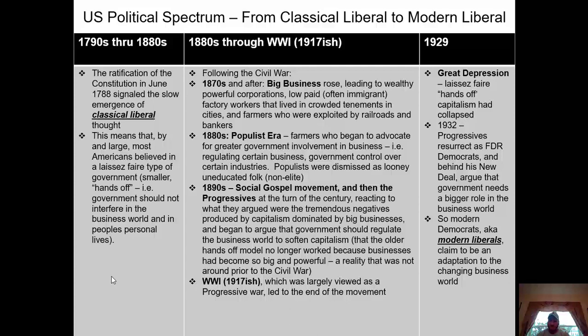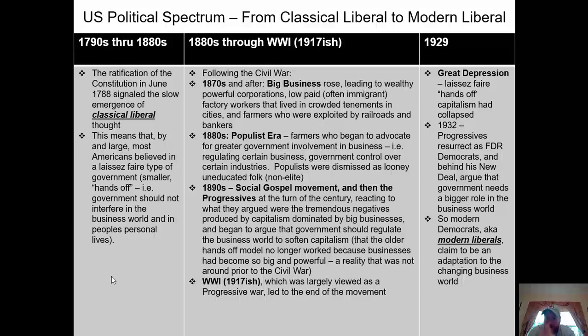Now, if you look at the last bullet, let me get into modern day stuff here. This is going to be more US2 stuff, but hey, it doesn't hurt to learn it, right? And if you have me for US2 next year, you're going to see this again next year. So World War I, which was largely viewed as a progressive war, or at least our entrance into it, led to the end of the movement. All right. So there was kind of a lull in progressivism from 1917-ish to the late 1920s.